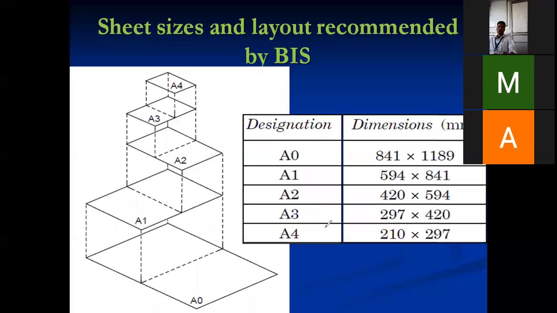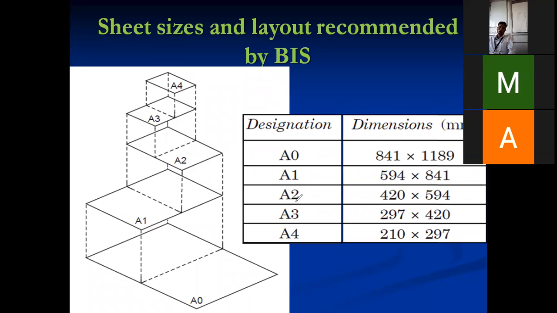Which are they? Immediately your answer should be A0, A1, A2, A3, A4. So the first point you have to remember from this title: there are 5 different sheet sizes. If I ask which are they, immediately A0, A1, A2, A3, A4. These 5.